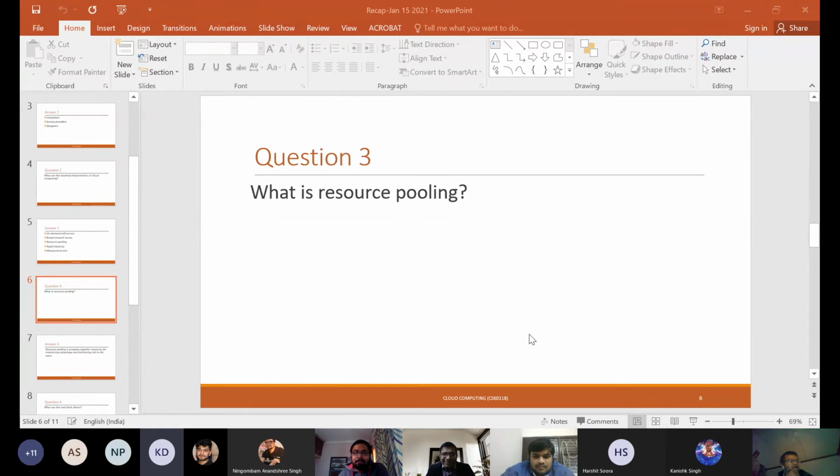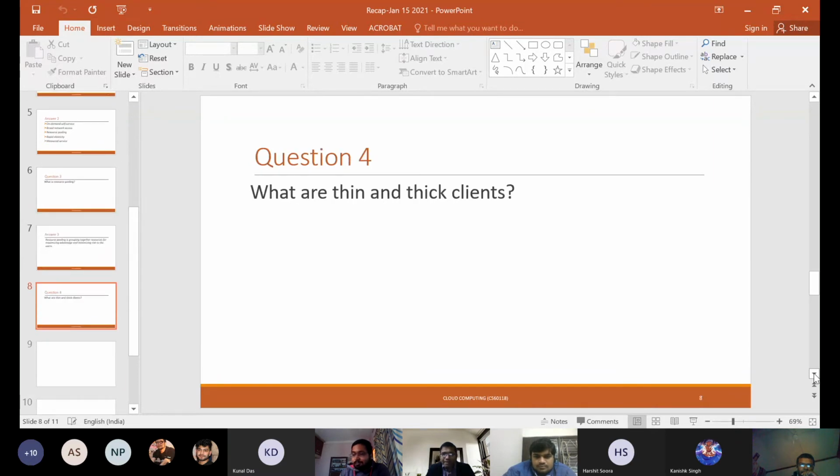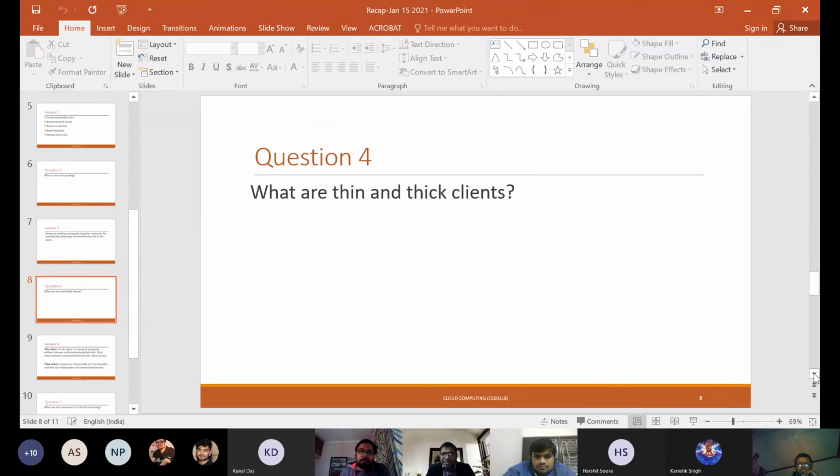Yeah, you are. So resource pooling is basically, in cloud, the services that are provisioned can be minimized by pooling the resources together. So the resources are grouped together and then provisioned to users on a shared basis, so maximum optimization can be carried out. Not bad. So resource pooling is basically, as you said, grouping of resources for maximizing their advantage and minimizing the risk to the end users. Very good. Next, what is a thin client and what is a thick client?